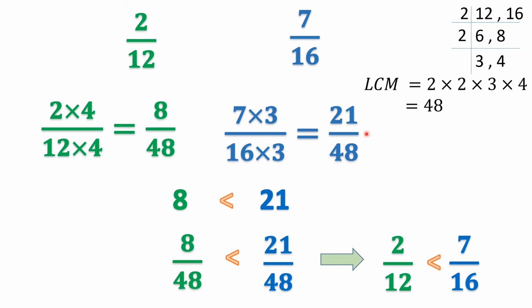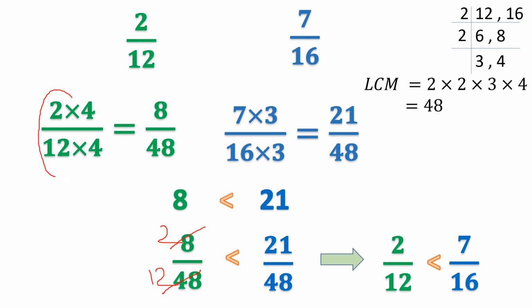Now once they are like fractions, what do I do? I look at the numerators and I compare them. So 8 and 21 when I compare, I know that 8 is less than 21. So when 8 is less than 21, it means that 8 by 48 is also less than 21 by 48, right? So that means 8 by 48, which is our actual 2 by 12, because 2 by 12 is what we converted into 8 by 48, right? So instead of 8 by 48, I can write 2 by 12. How? Because when I cut with 4, I get 4 2s are 8 and 4 12s are 48. So 2 by 12, right?